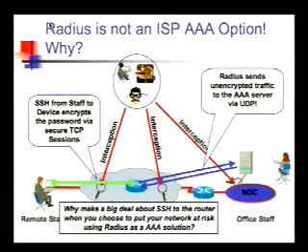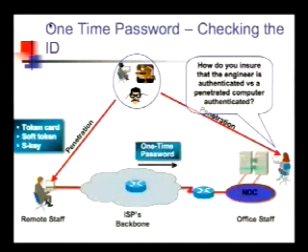Radius is not a good idea for AAA, for ISPs. Why is that? Well, we've gone to the trouble to use SSH clients, so we're encrypting our logins, our passwords, our enable passwords, those kinds of things. But with Radius for AAA, that stuff gets sent in the clear. So it's really important that we make use of a AAA method that encrypts the username and the password and other information that's sent between the AAA servers and the network devices themselves.